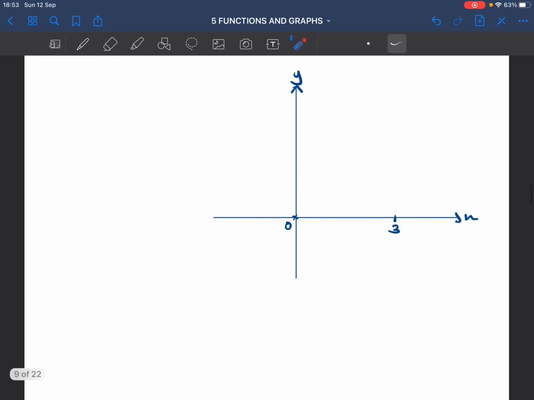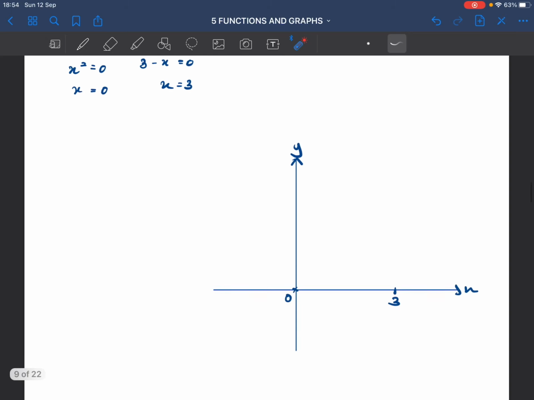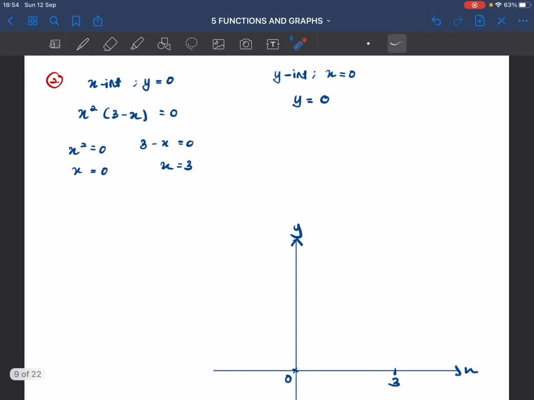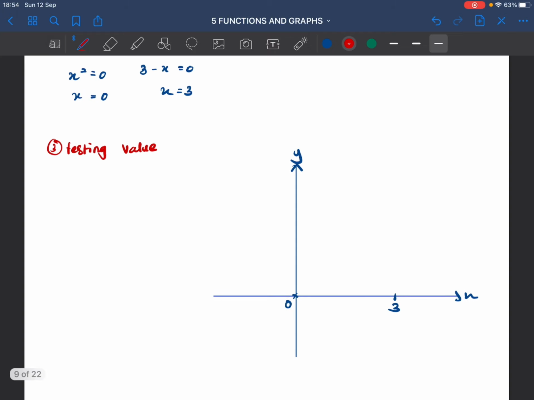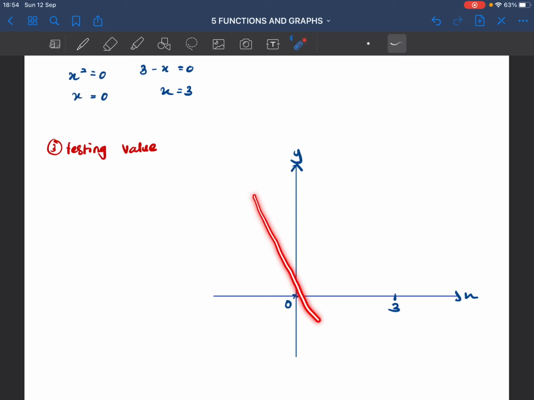Okay, so how do we make it into this shape? Okay, so we should find another thing here. We should do a testing value. We want to see where this graph goes. The first thing here, we know it will go down. Okay, so whether it goes down to here or to here, we do not know. Obviously it cannot go down to here because this is not an x-intercept. Okay, we have only two x-intercepts, x equals 0 and x equals 3.